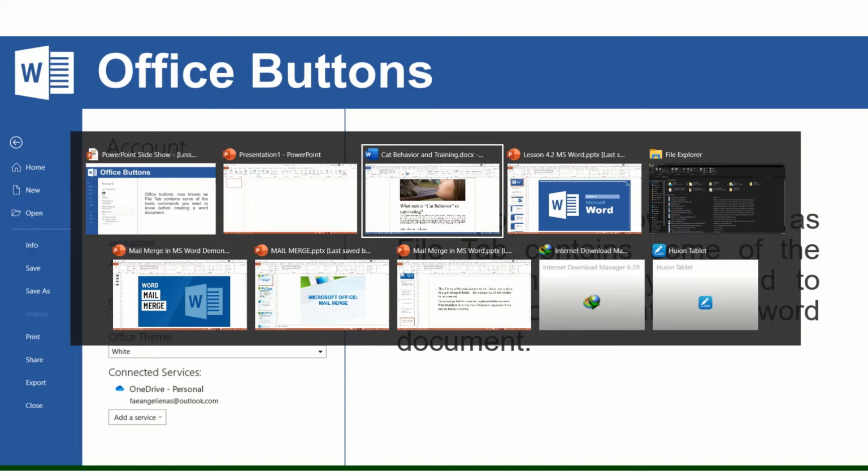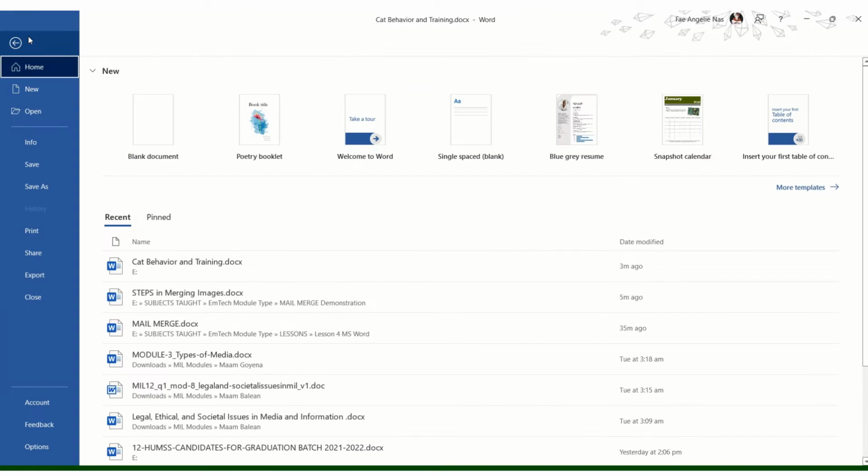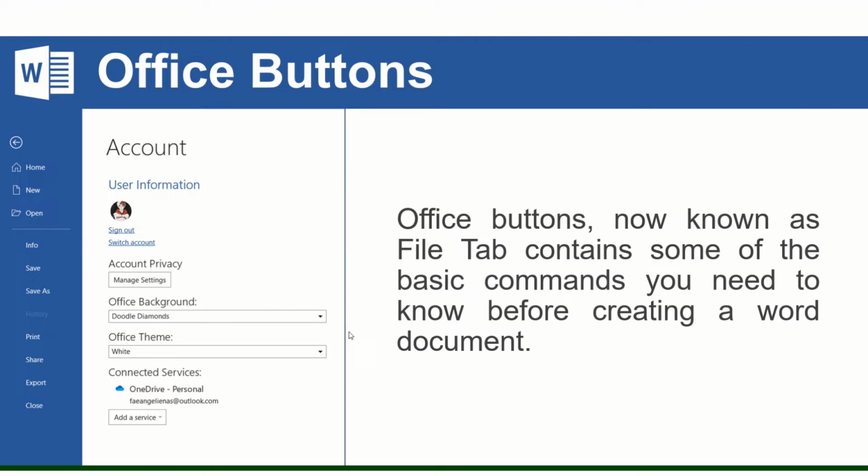If we go to a Word document, here we have different tabs in the ribbon. The highlighted tab, the blue tab here, is the file tab. When you click the file tab, you can see different buttons that allow you to perform different functions. So let us discuss this one by one.